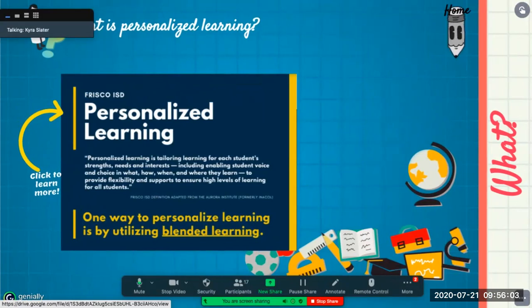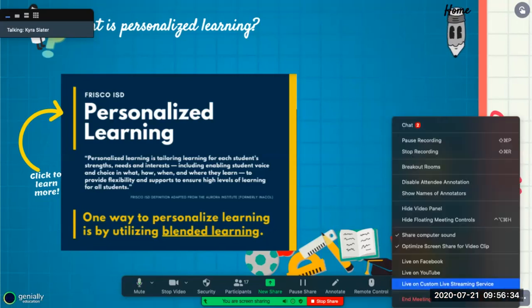So just to make sure I hit this home like I'm supposed to, personalized learning is tailoring learning from each student's strengths, needs, and interests, including enabling student voice and choice in what, how, when, and where they learn, to provide flexibility and supports to ensure high levels of learning for all students. When I create these badges and that we have these badge programs, you'll see when I talk about how I implement this, students completely have choice in what, how, when, and where they learn. So it creates that personalized environment for each and every single one of my students.